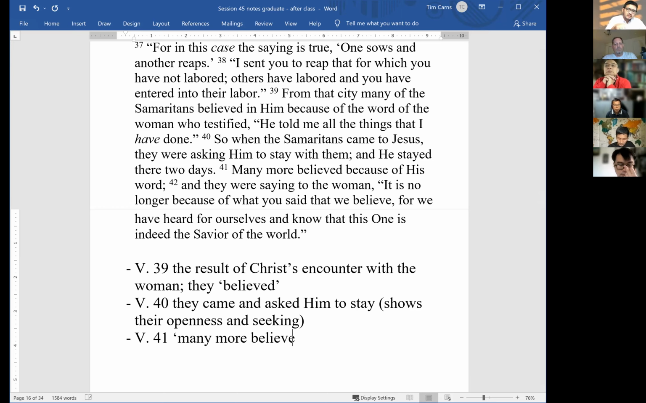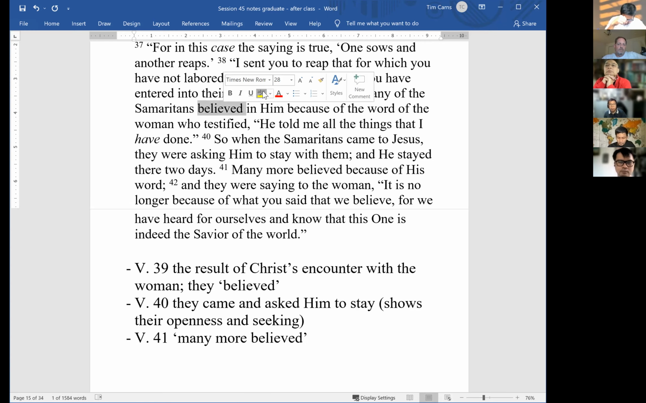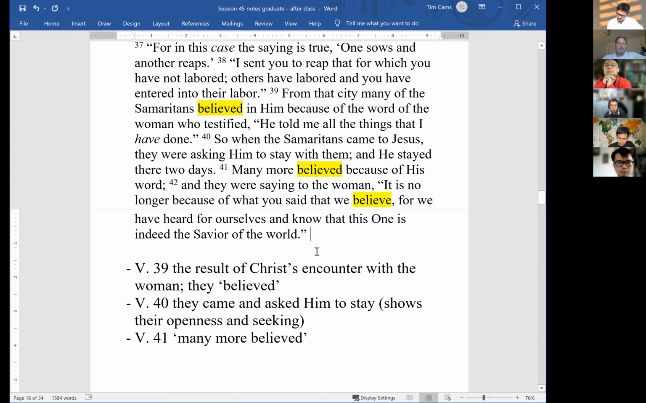And then of course, verse 41, many more believed. Again, that word believed is one of the key words in the gospel, right? It's mentioned here, the Samaritans believed, many more believed. They said it is no longer because of what you said that we believe. So here that links us into the purpose of the gospel, right? That you would know Jesus is the Savior of the world, the Christ, the Son of the living God, and that believing you may have life in his name. Well, that's exactly what we see transpire here. They come to know Jesus is the Christ, and they believe. So here John's giving us a story that shows us the very purpose of the book, to reveal Christ, who he is, so that the reader would believe and receive eternal life. Well, that's exactly what happened to the Samaritans.